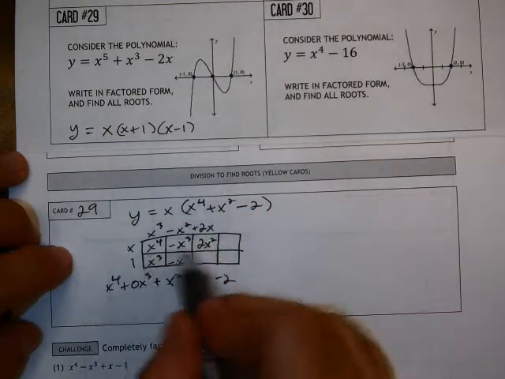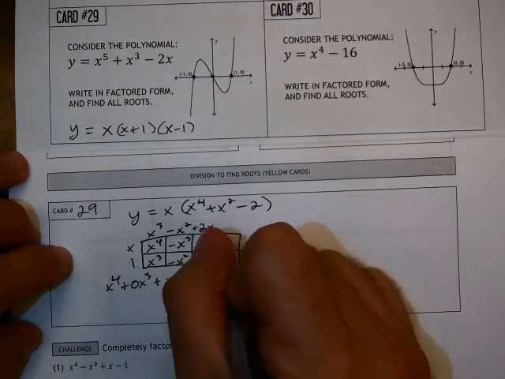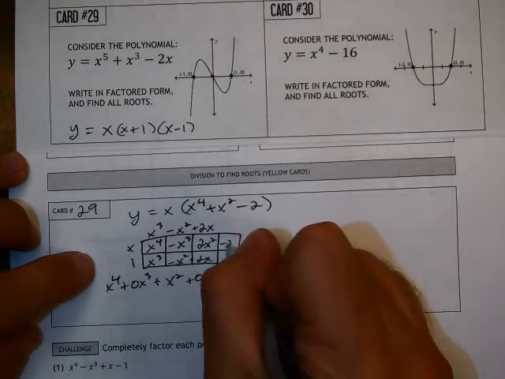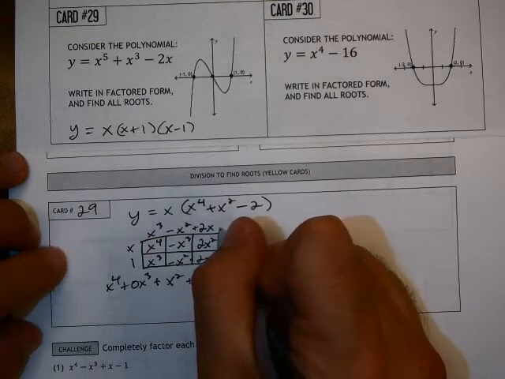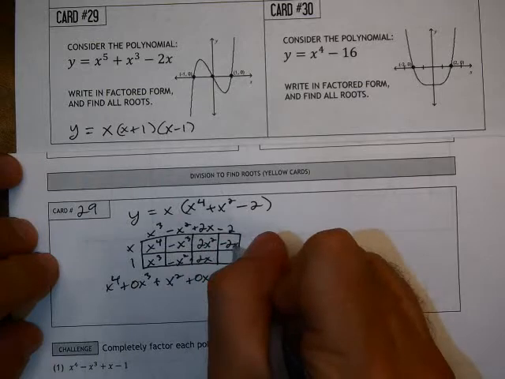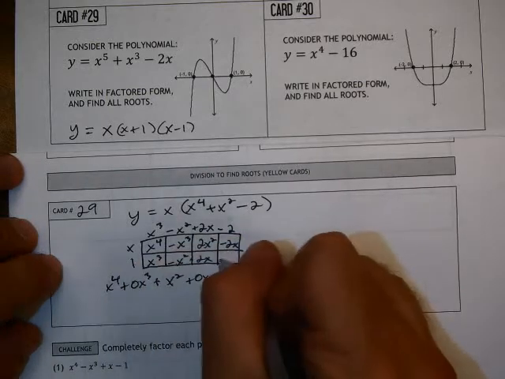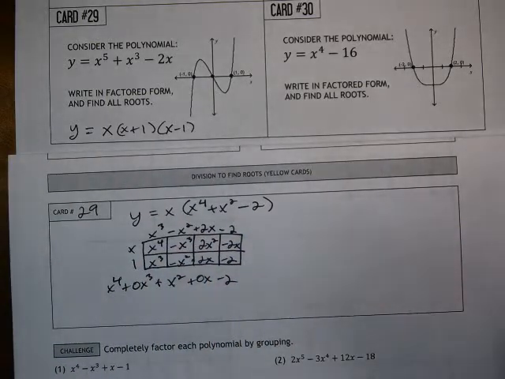2x should work here. Times x is x squared. 2x times 1 is 2x. Negative 2x plus 2x is 0. Negative 2 times x is negative 2x. Negative 2 times 1 is negative 2. And that works. So that's a real good first start.